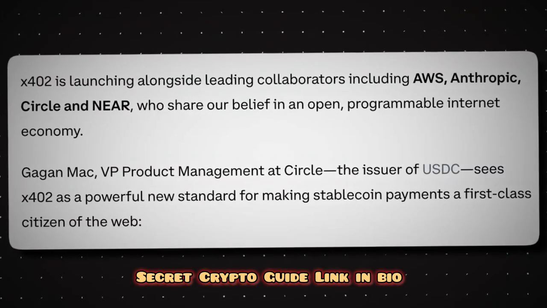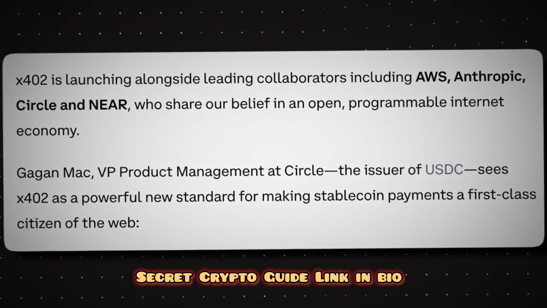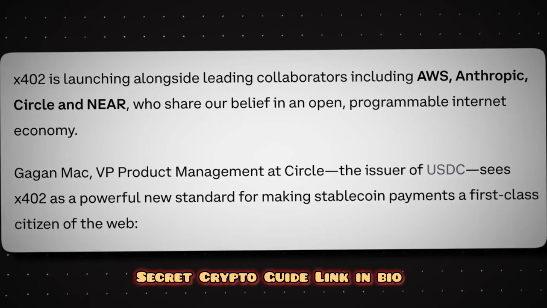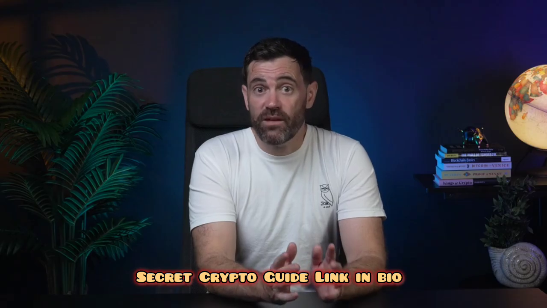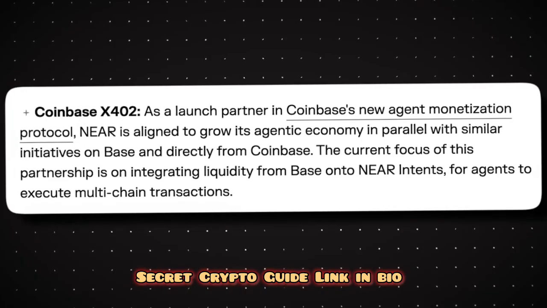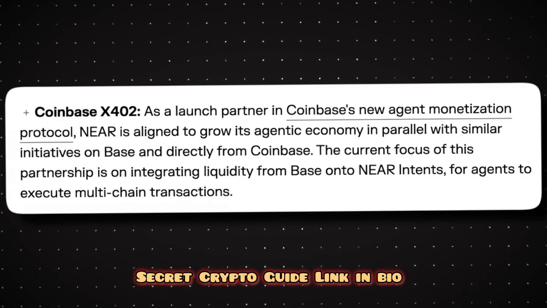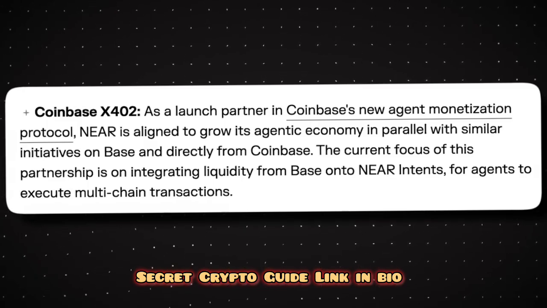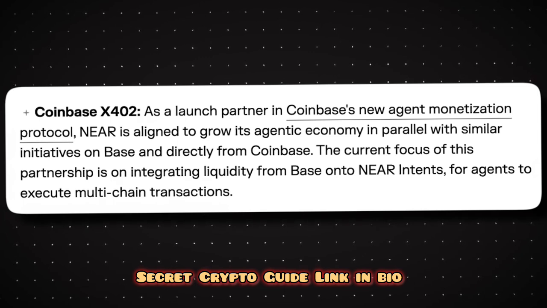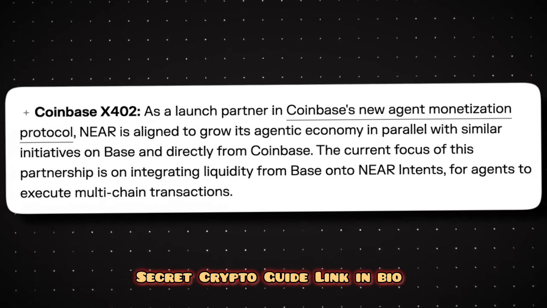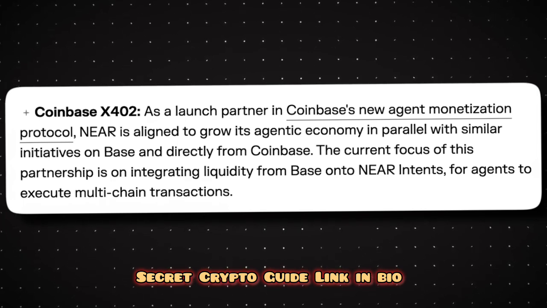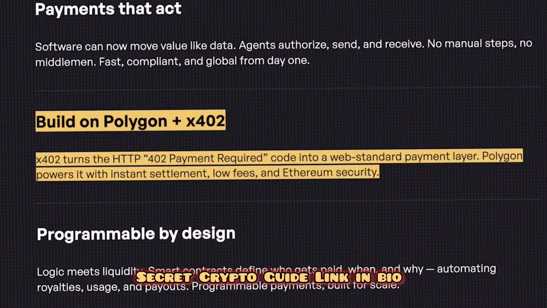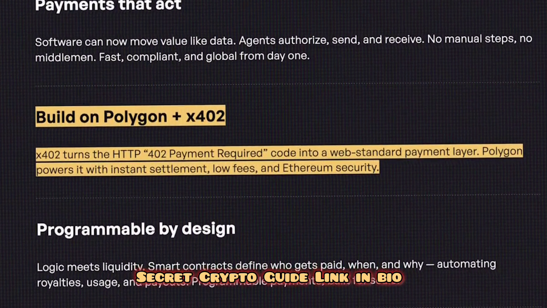Then there's Near Protocol, which was actually listed among the collaborators with Coinbase that created X402, alongside AWS, Anthropic, and Circle, meaning Near has been involved from the start. In an August blog post, Near confirmed that it was aligned with Coinbase's vision for AI agents, adding that, quote, "The current focus of this partnership is on integrating liquidity from Base onto Near intents for agents to execute multi-chain transactions."